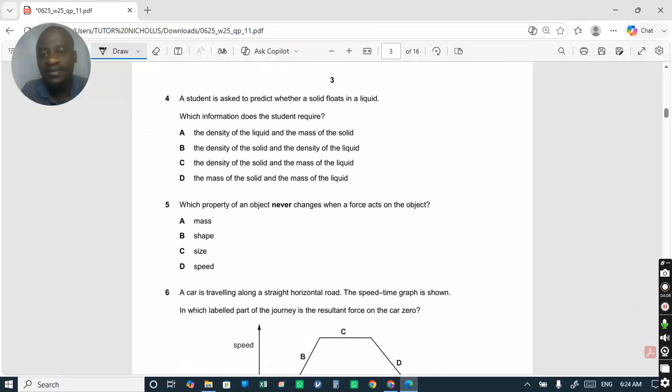Question 4. A student is asked to predict whether a solid floats in a liquid. Which information does the student require? For you to know whether a solid floats on a liquid or not, you will require the density of the solid and the density of the liquid. If the density of the solid is lighter than the liquid, then the solid will float. If it is denser than the liquid, then it will sink. So the correct answer is B. Density of the solid and the density of the liquid.